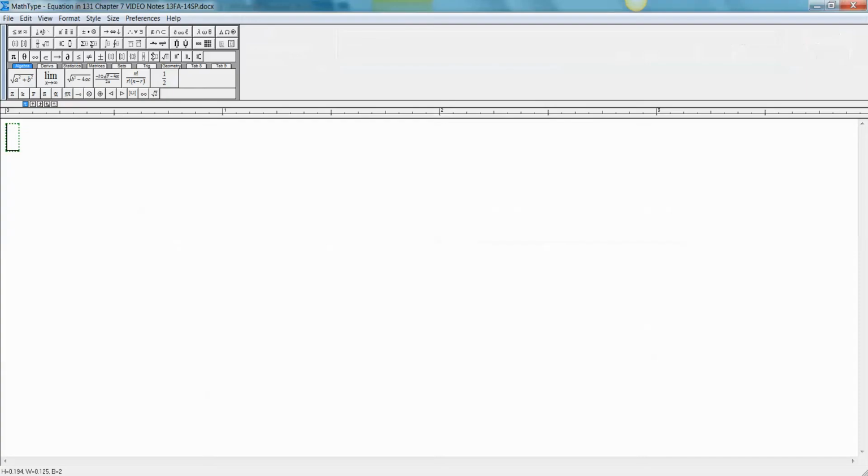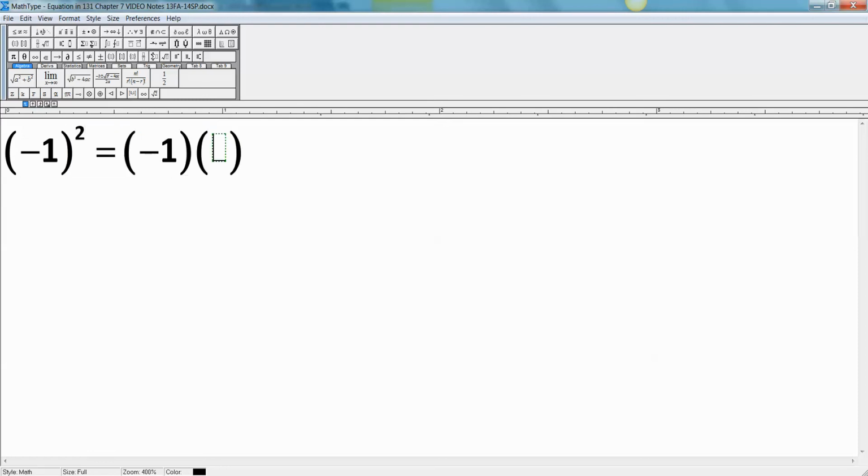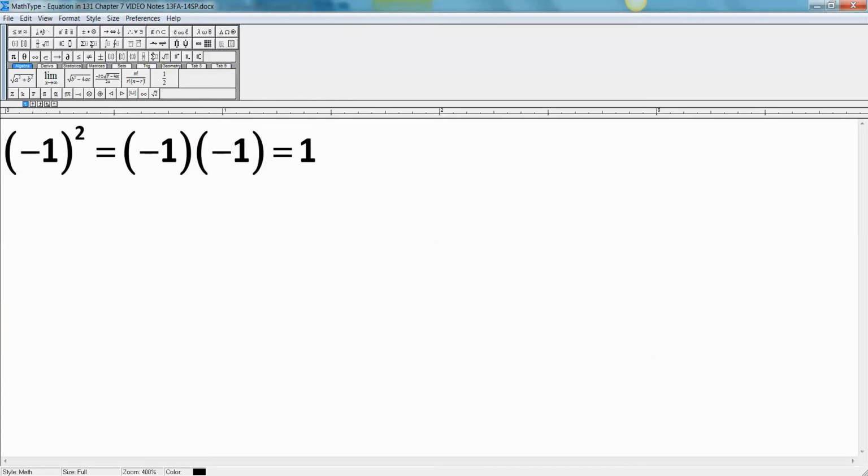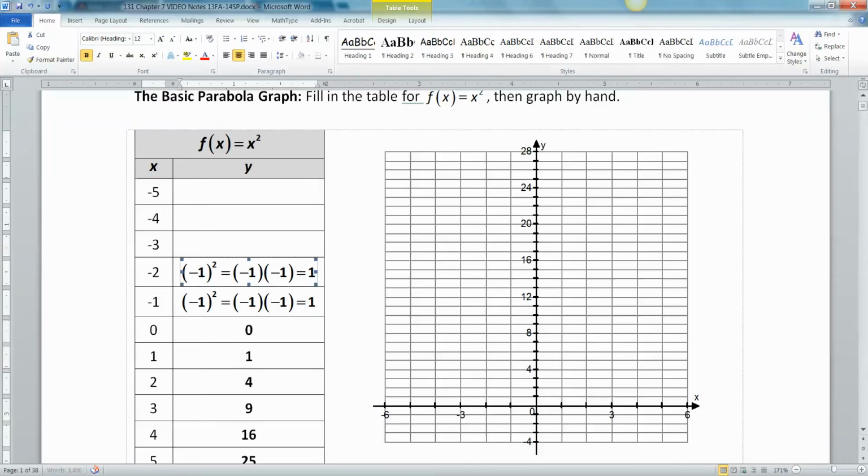Then let me just show you how this works. If you had negative 1 squared, that'd be negative 1 times negative 1, which would be 1. Right? And I could do the same thing for 2. So negative 2 squared would be negative 2 times negative 2, which would be 4. Notice when you take a negative and you square it, it turns positive, right? So I have 1, 4, 9, 16, 25.